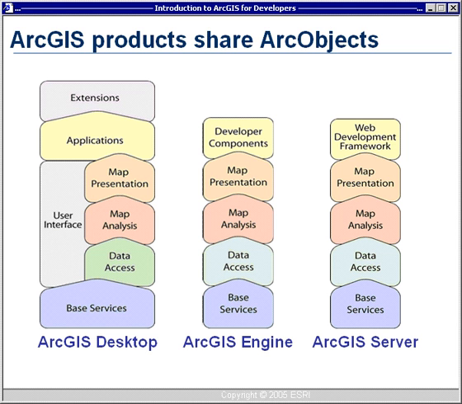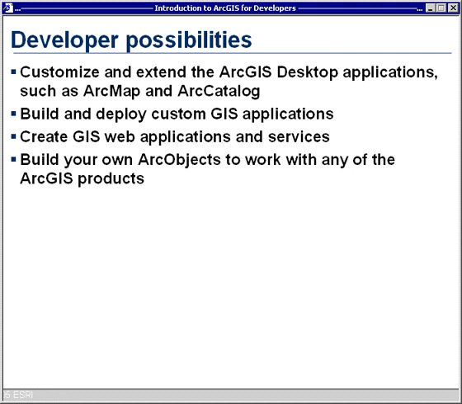This architecture provides many possibilities for the sharing and reuse of ArcObjects, either created by ESRI or by you, the developers in the GIS community. ESRI's ArcGIS system strives to be a complete system for developers to build a wide range of solutions. You, the developer, can configure and customize ArcGIS desktop applications such as ArcMap or ArcGlobe, build and deploy custom desktop solutions with ArcGIS Engine, and create GIS web applications for use over the internet with ArcGIS Server.